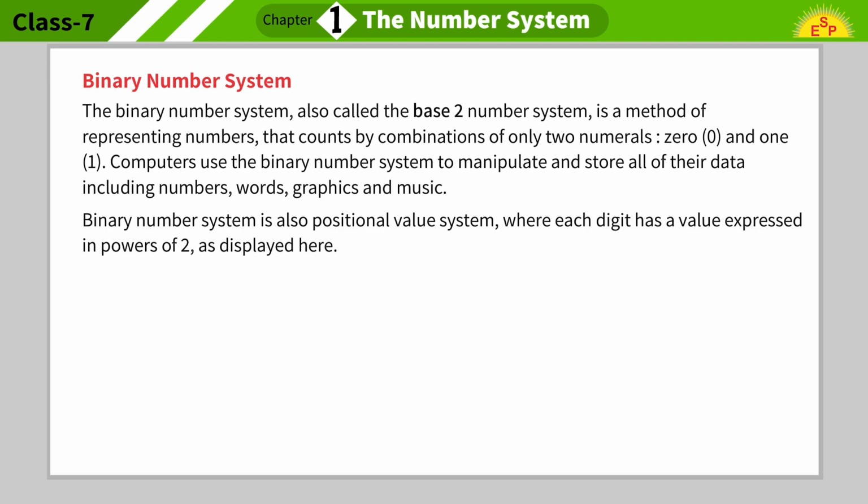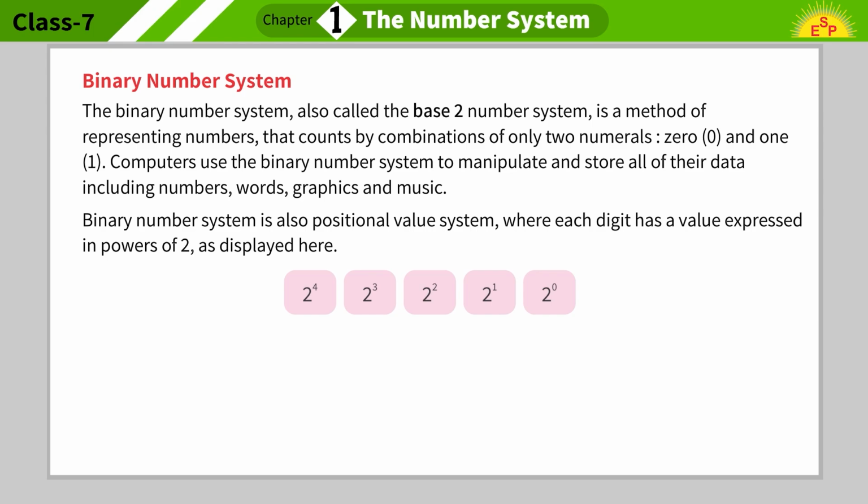Binary number system. The binary number system, also called the base 2 number system, is a method of representing numbers that counts by combinations of only two numerals, 0 and 1. Computers use the binary number system to manipulate and store all of their data, including numbers, words, graphics, and music.